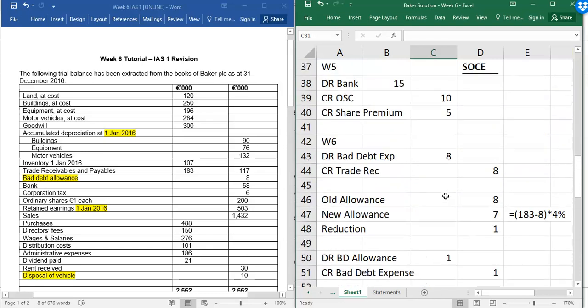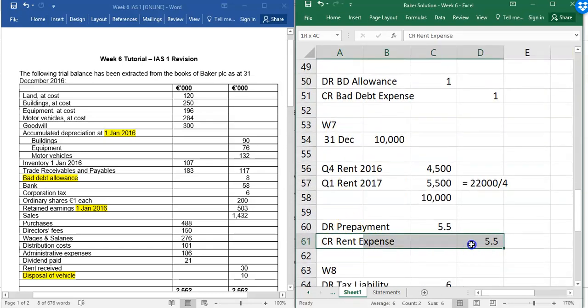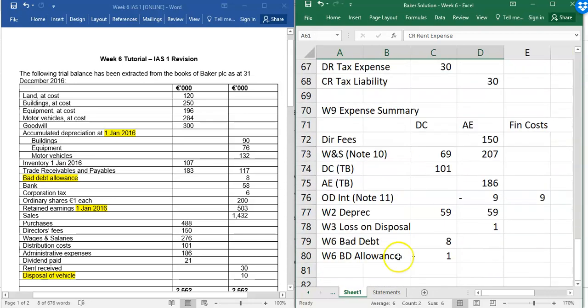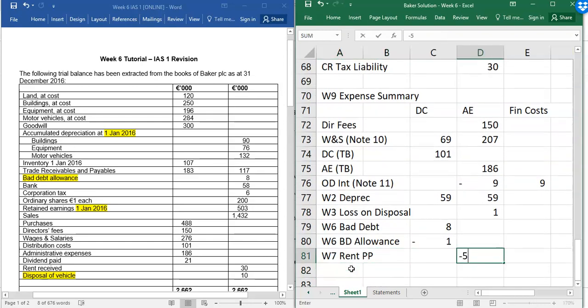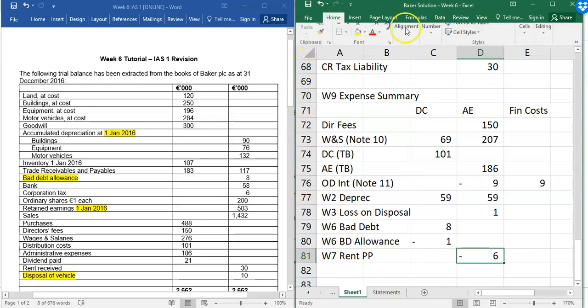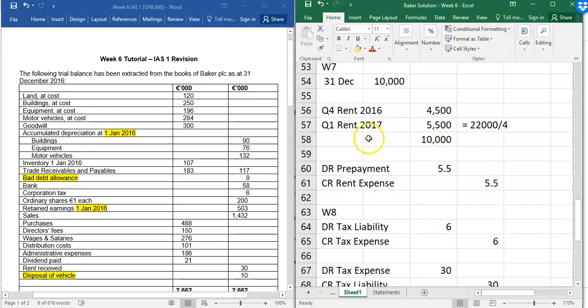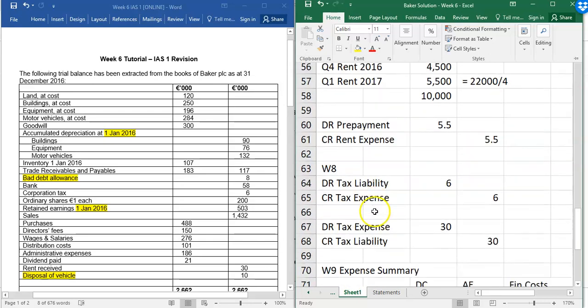So that's working 6. Working 7 then, you have credit the rent expense, 5.5. And therefore, that's working 7. Rent prepaid. That is going to be in admin expenses minus 5.5. So I just open that out so people can see it's a decimal. So you've referenced there working 7, and then working 8, that's to do with the tax. It's nothing to do with the other expenses.